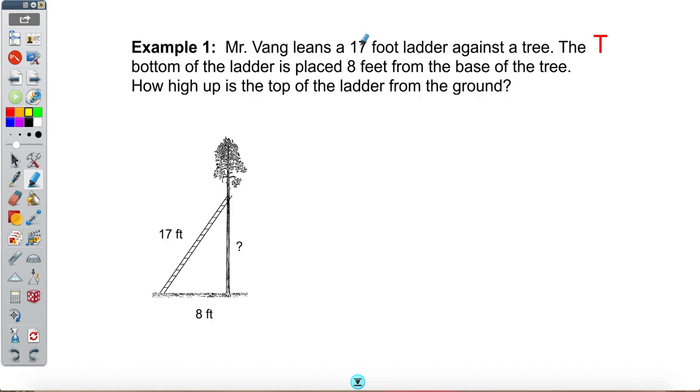So based on the problem, we have a 17-foot ladder. So that is going to be 17 feet. That goes right here. We can see it already labeled. Again, after 2 days, this diagonal piece that's leaning from the ground to the tree is going to be our hypotenuse, because the tree and the ground make a 90-degree angle, and it is diagonal from that.